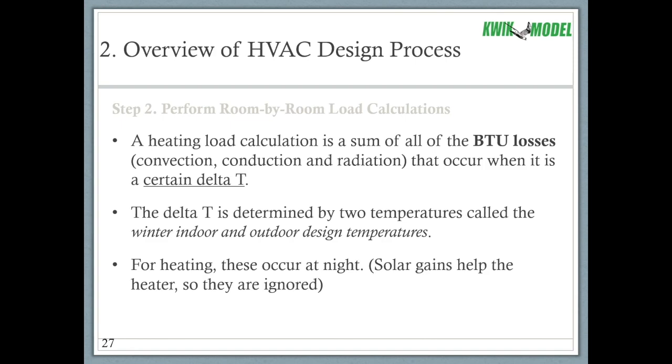The delta T is determined by two temperatures called the winter indoor and outdoor design temperatures. For heating, these occur at night. Solar gains help the heater, so they're ignored. Also, if you think about it, in the wintertime, when does the coldest temperature happen? It's usually at night. So that's the assumption, that you're not going to factor in solar gains when you do a heating load calculation for the wintertime.